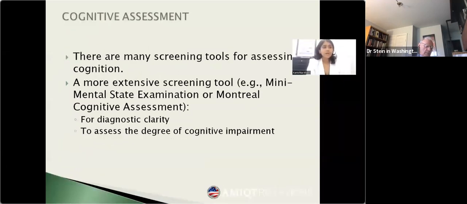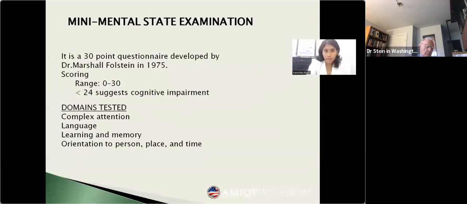So next, we're going to talk about the cognitive assessment. There are many screening tools for assessing cognition, but they're essentially only screening tools. And a more extensive tool, for example, the Mini-Mental State Examination or the Montreal Cognitive Assessment, can be done. This can be done for diagnostic clarity and to assess the degree of cognitive impairment.